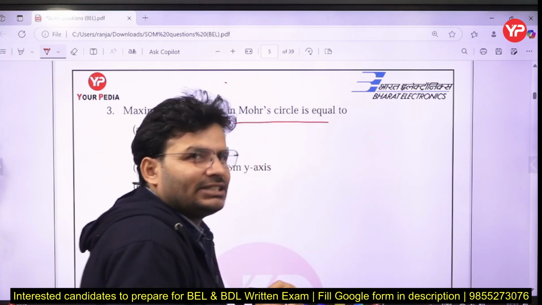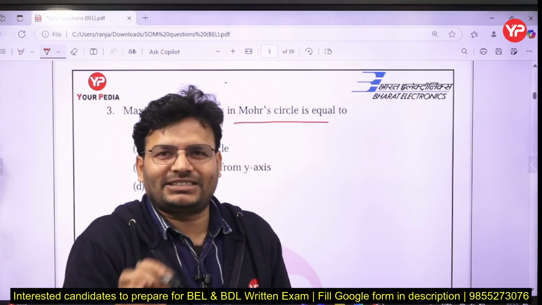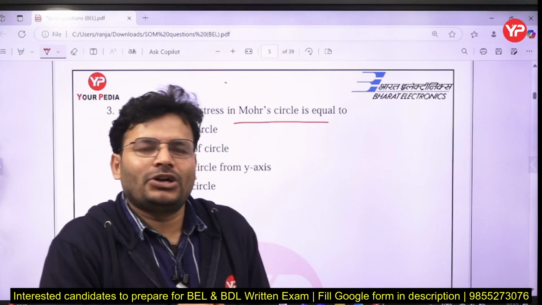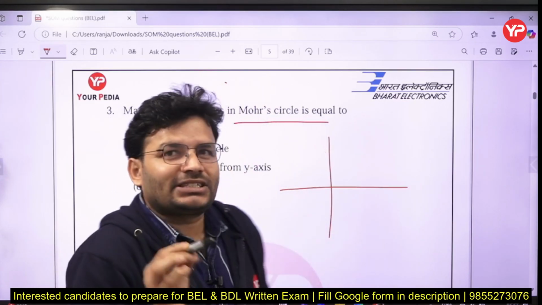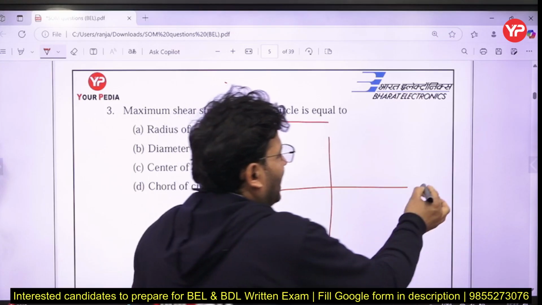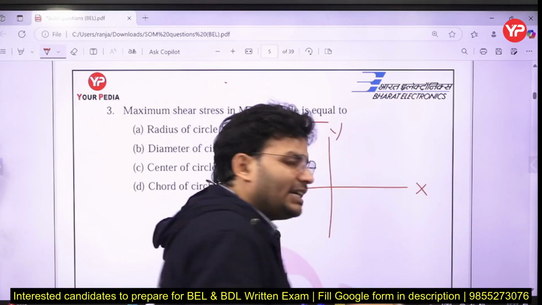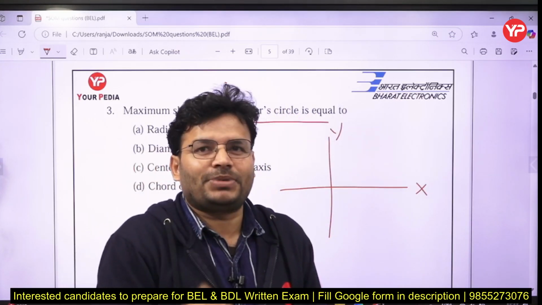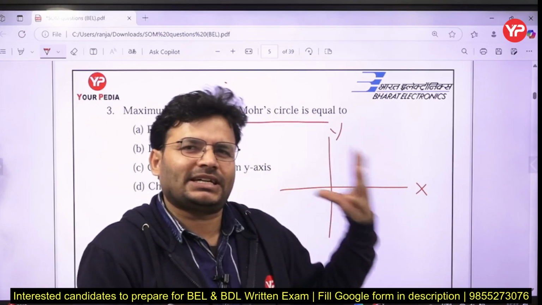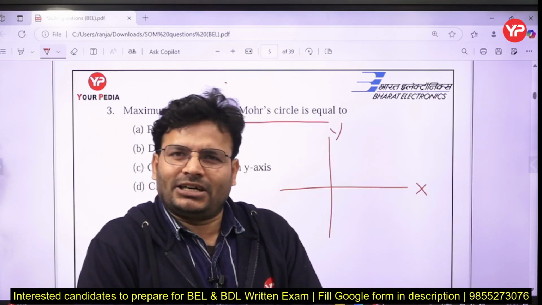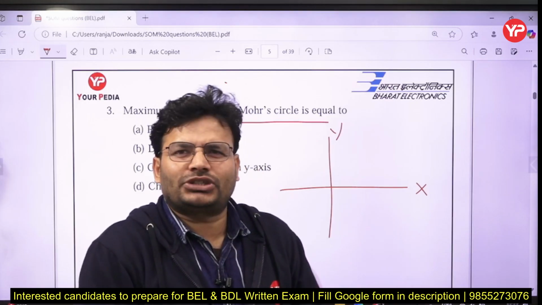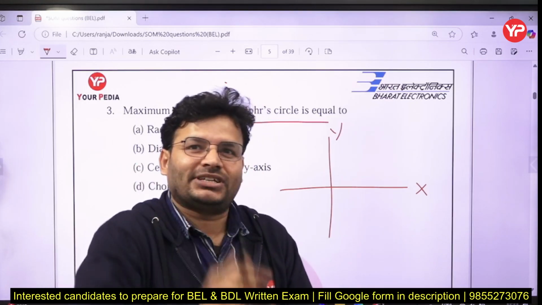First thing you have to keep in mind: Mohr is a circle, so obviously there will be a center. Just one point you have to always keep in mind: the Mohr circle center will always lie on the x-axis. That is the first important point. I will go through the derivation in the class, in which I prove that the center of the Mohr circle always lies on the x-axis.